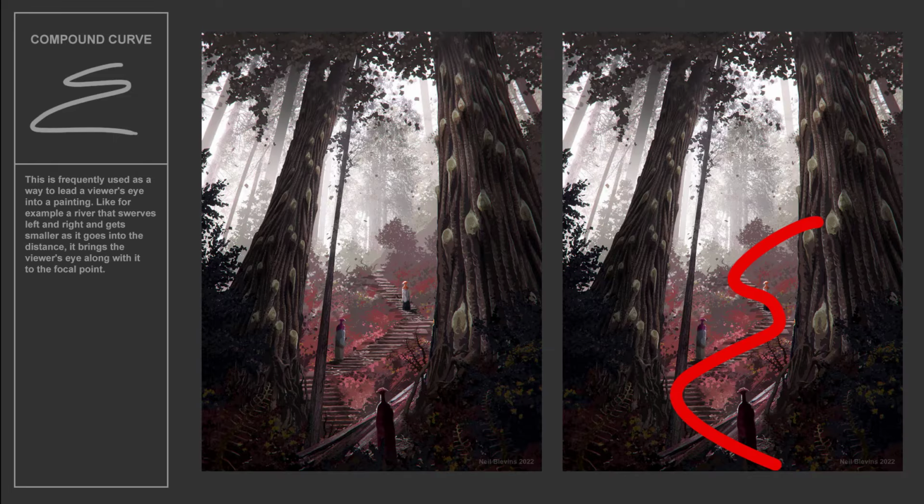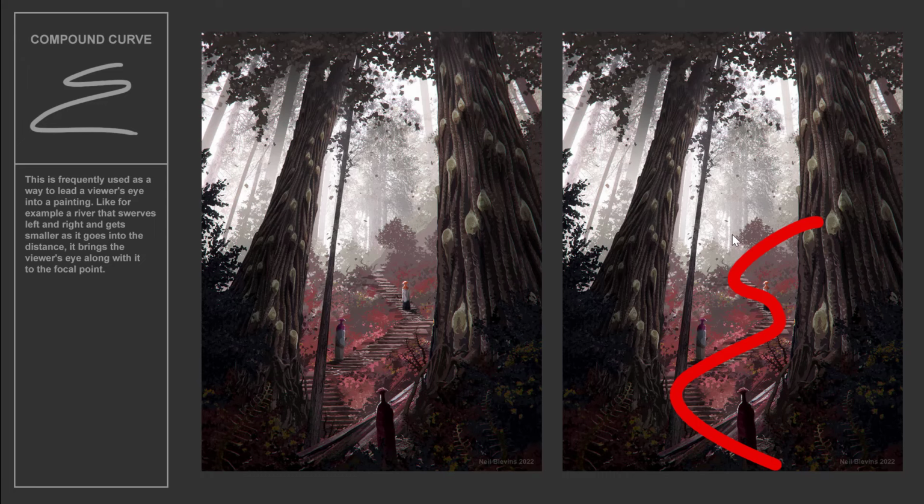So we're done with letters, and now there are just a few more to go, and one of them is the compound curve. This is frequently used as a way to lead a viewer's eye into a painting. The most common example of this is the river in a landscape that swerves left and right and gets smaller as it goes off into the distance. And it kind of brings the viewer's eye along with it as it goes off to the focal point.